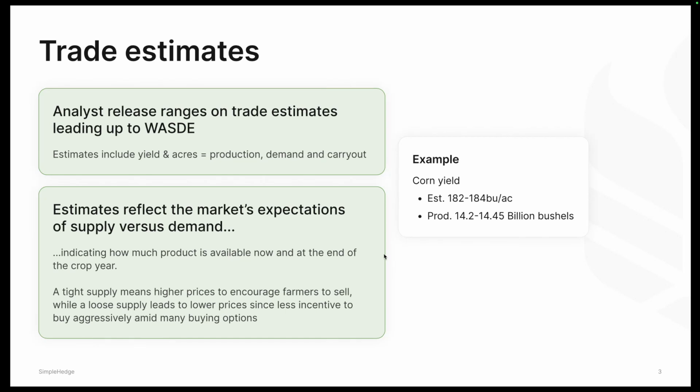As you'll see, we'll just use corn as an example. You'll find estimates that say, for example, 182 to maybe 140 bushels an acre, and production estimated at 14.2 to, as we have here, 14.5 billion bushels. Generally it'll be a range because there are lots of analysts and lots of people out there making estimates.